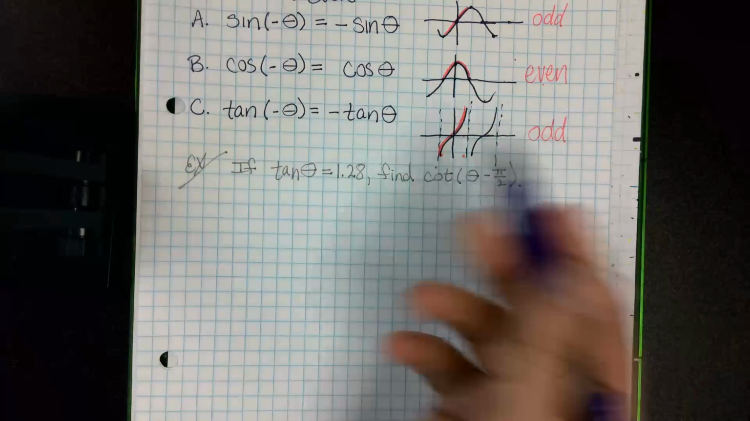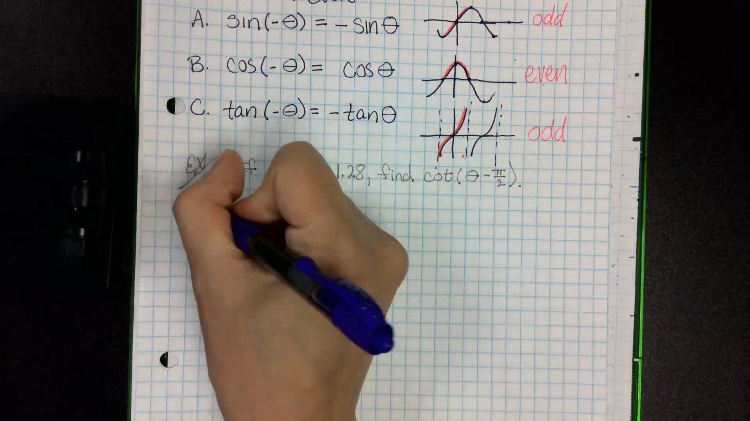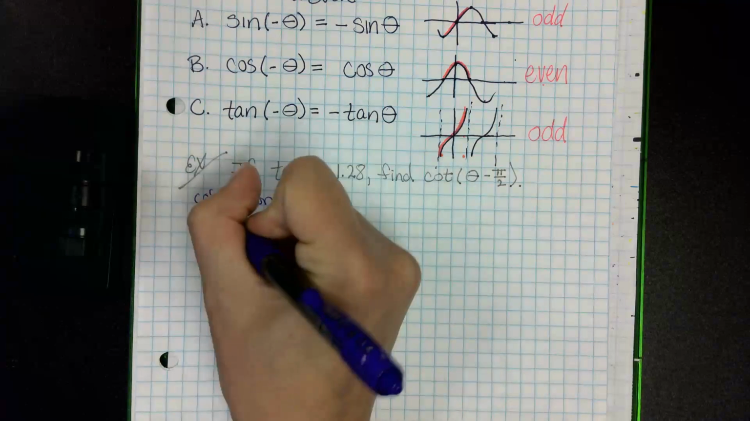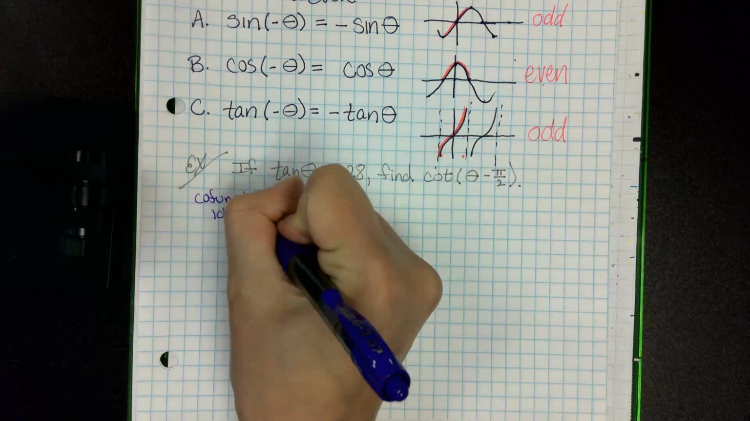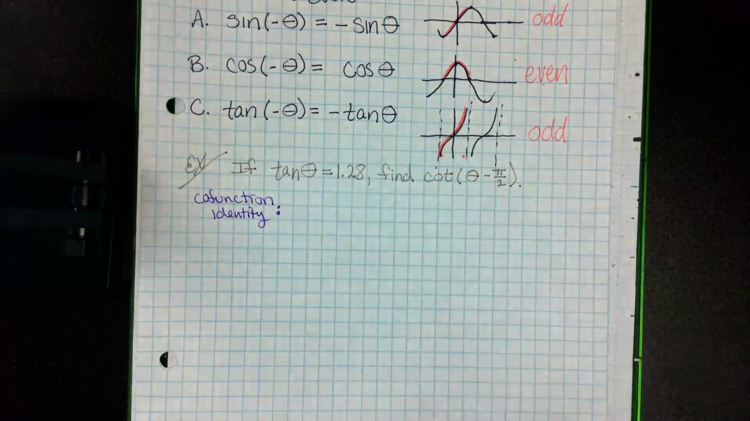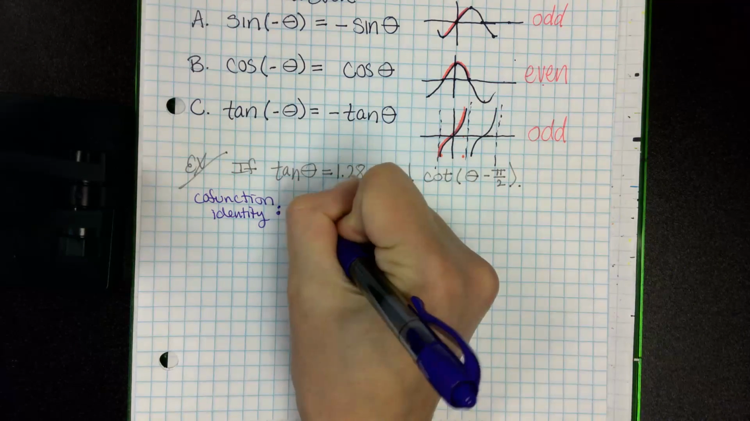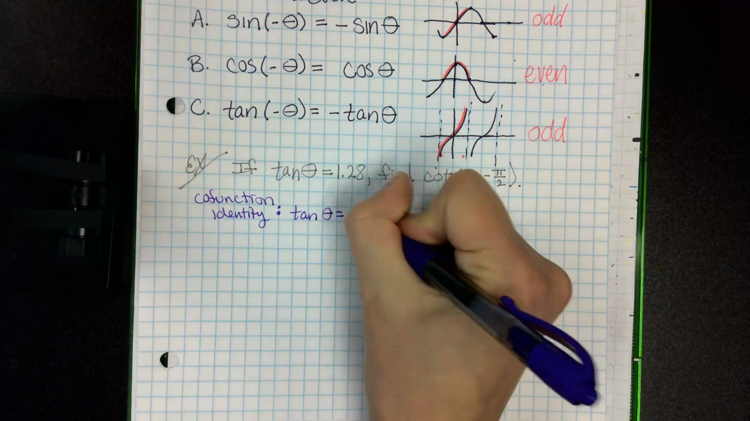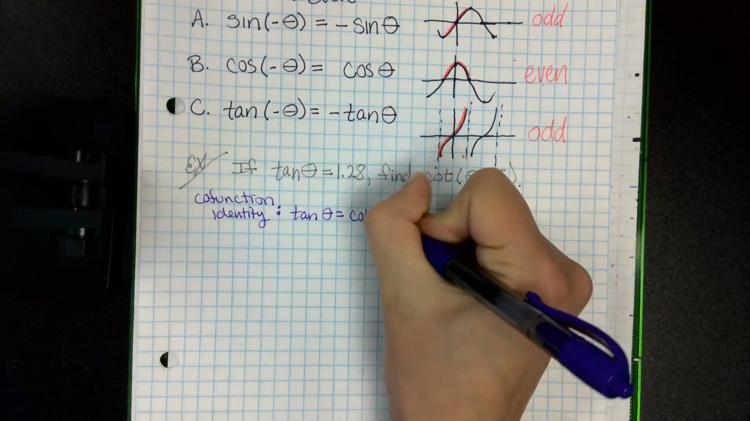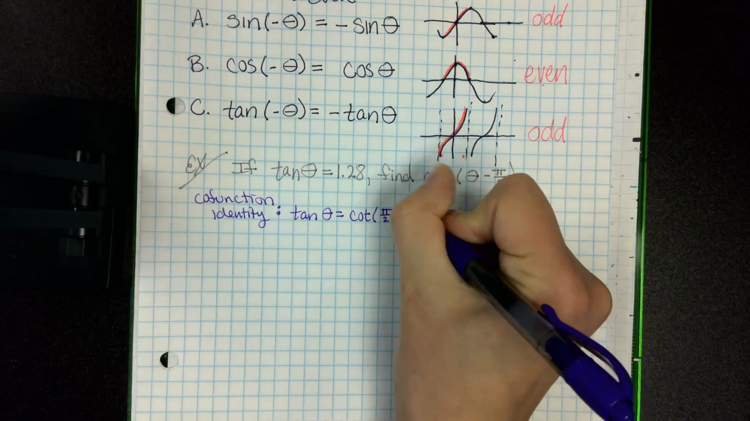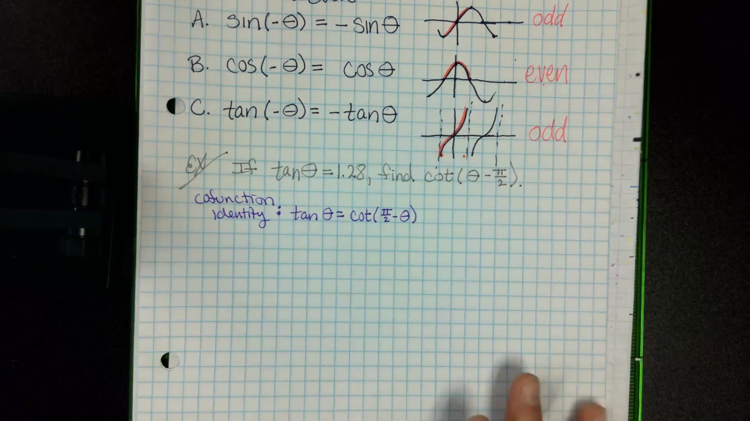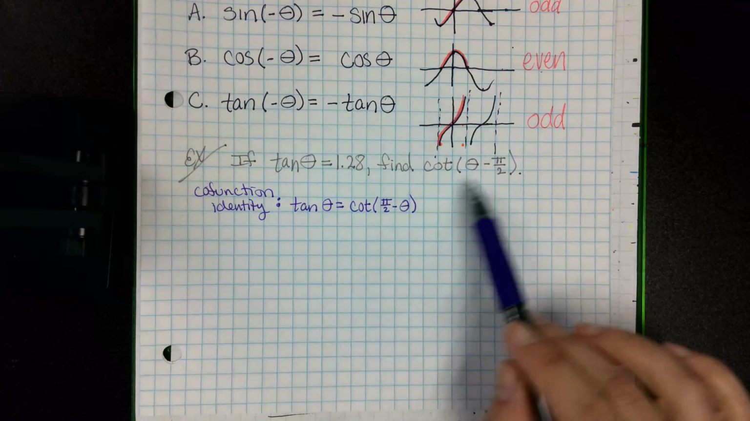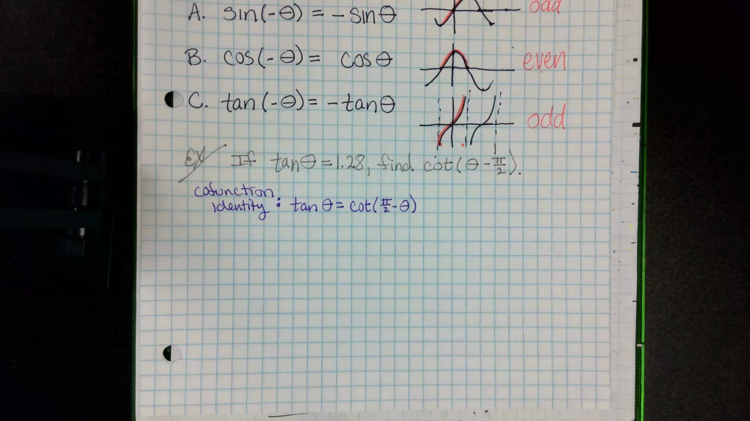So I'm going to start by writing out my cofunction identity. The cofunction identity. So I'm just going to write what that is. It is tangent theta equals cotangent of pi over 2 minus theta. All right? That's the identity. Those look similar, but they're not the same.